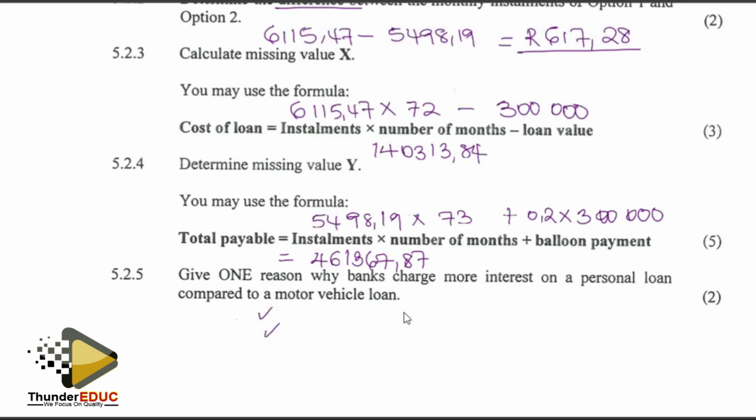Give one reason why banks charge more interest on personal loans compared to vehicles. Personal loans, the bank has no control over them that much, whereas if you take a car out of the bank, the bank can easily repossess it because it's theirs. But the personal loan, they can't repossess the money they have already given you.